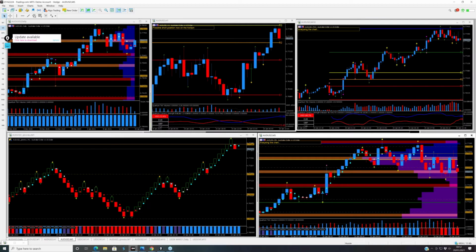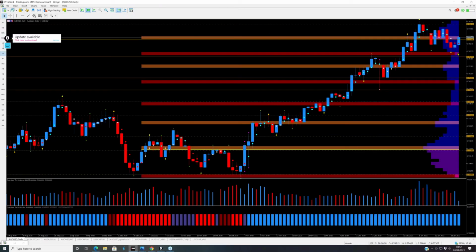And looking at the daily chart tells you, well, if I'm going to take this trade to the downside, what is it? Is it a high risk trade? Is it a medium risk trade?